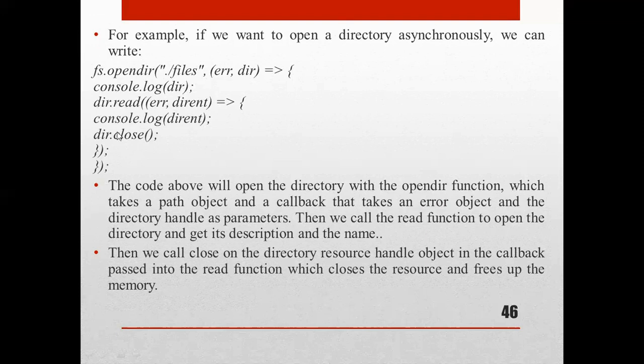After performing some operation, at last you can see dir.close, which means we are going to close this directory asynchronously, without giving any arguments to the close function. We directly close that directory using dir.close. When we call close on the directory resource handle, it closes the resources and frees up the memory. After closing this file, it frees the memory, so there is no chance of memory leaks. It will prevent memory leaks.